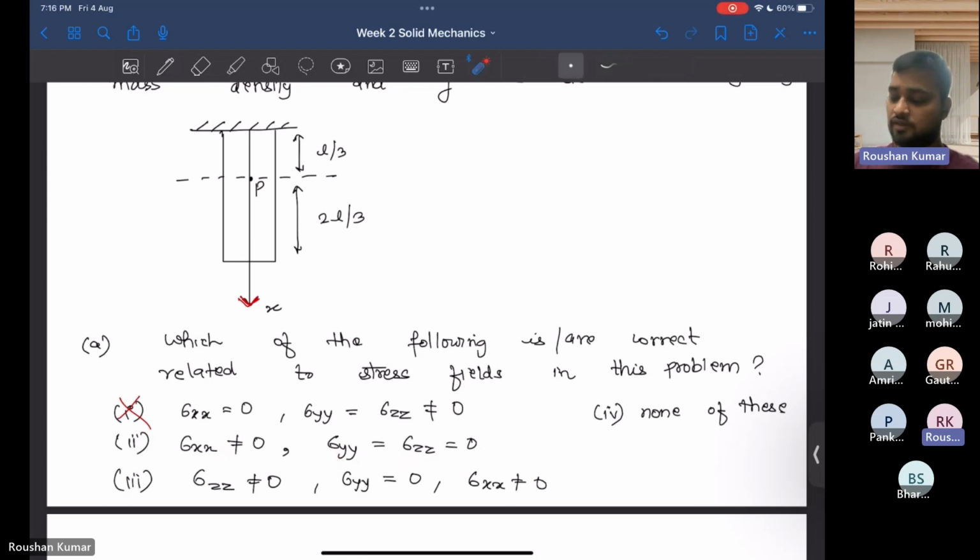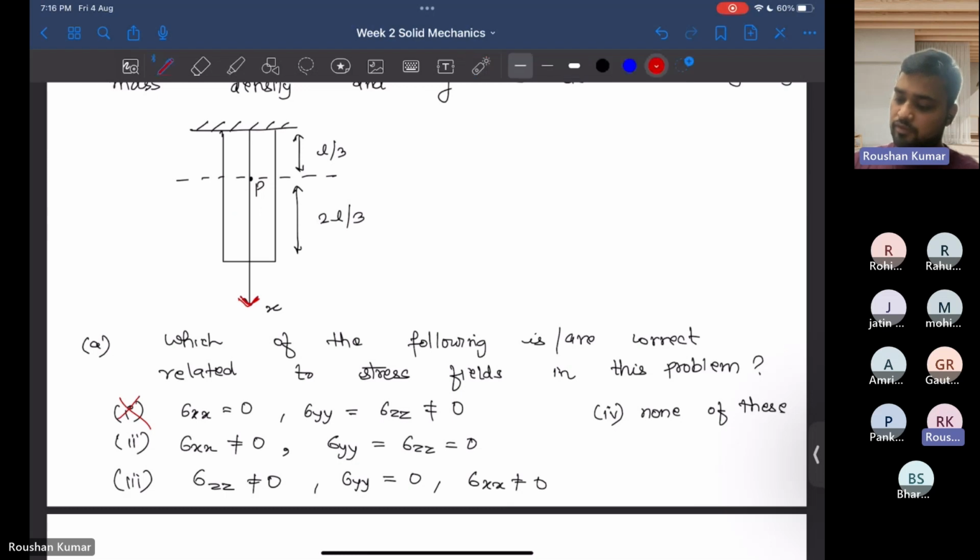The second option is sigma xx not equal to 0, sigma yy sigma zz is 0. So along the y and z direction there is no force acting. So the stress along that direction is 0, and the stress along x direction is not equal to 0 because there is a self weight acting along the x direction.